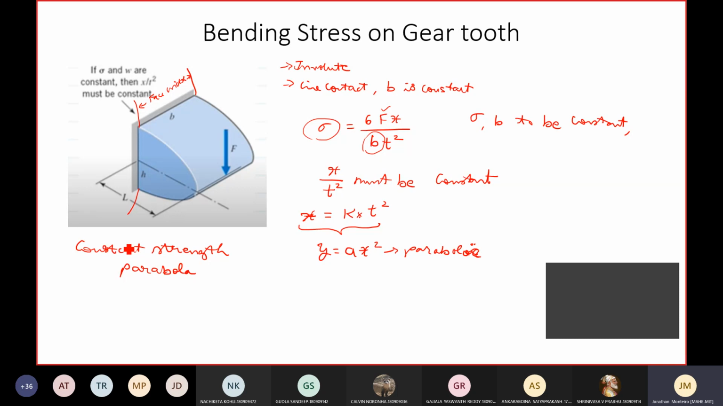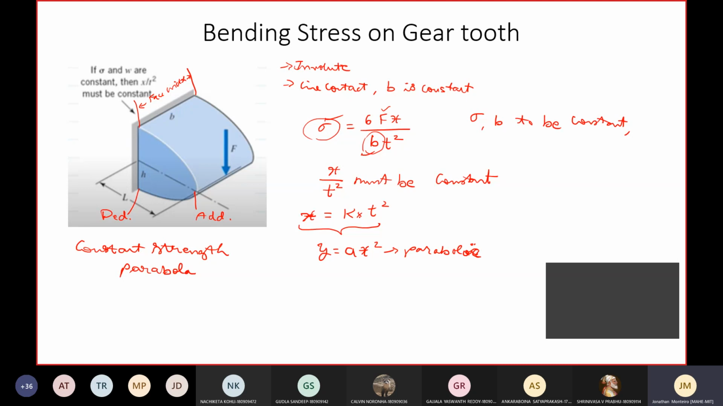So the involute profile has to take care of all those possibilities. You want sigma to be constant and the face width to be constant. The only way you can change is the thickness as it traverses from the dedendum to the addendum. So you choose the profile in such a way that it gives constant strength, and the closest we can come is a parabolic shape. More on that we will discuss.